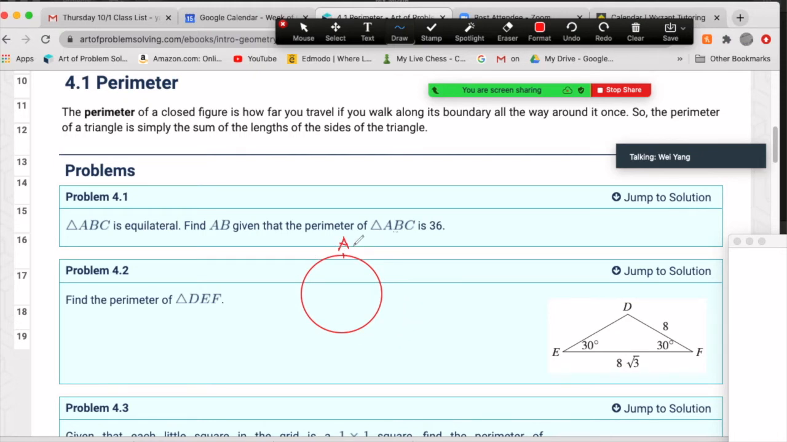That's actually the same as the perimeter. Okay? So perimeter we only use for polygons, and circumference is for the circle. But they have the same meaning. It just means the distance you walk along this shape when you start from any point and then return to that point.